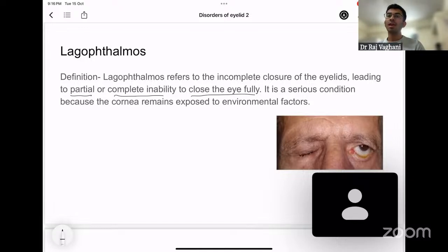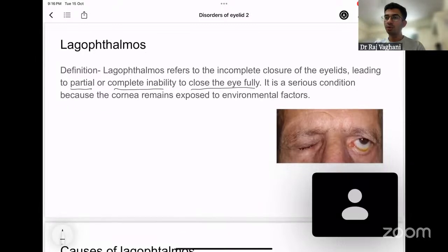As you can see in this photo, the left eye of this person is not able to close. He's trying to close both of his eyes, but he's not able to close his left eye because of this disorder, that is lagophthalmos. Lag means to remain behind from something. So which eyelid is lagging? The left eyelid is lagging behind the right eyelid. The left eyelid is not able to maintain the pace at which the right eyelid is closing, so the left eyelid does not close.